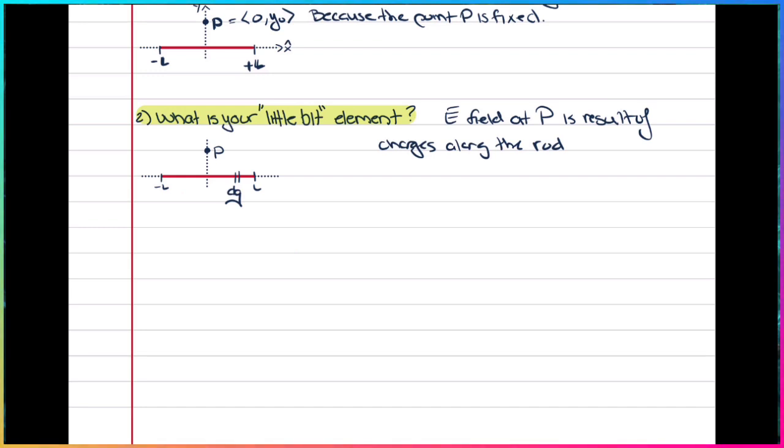A good thing then to do is, in your drawing, draw or place a representative dQ. Because when you do that, like I've drawn here, you can then also start to use it to define relevant variables.